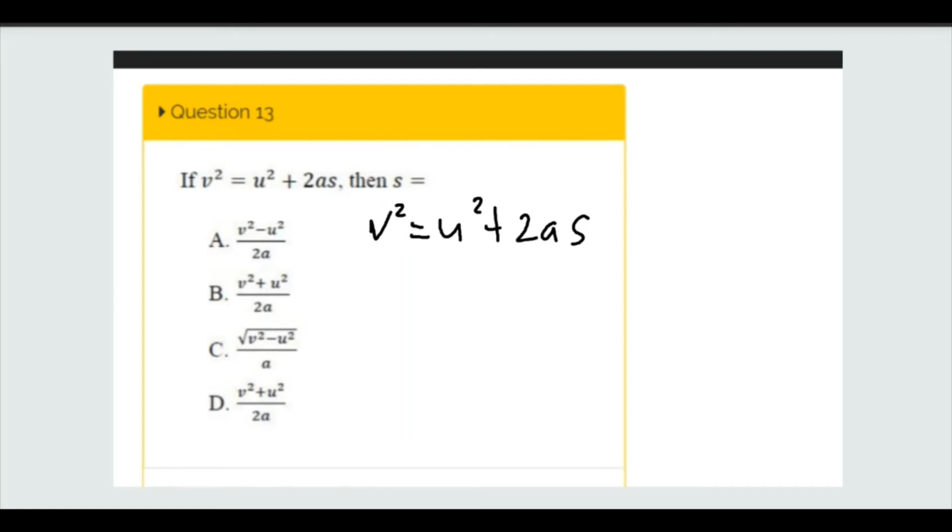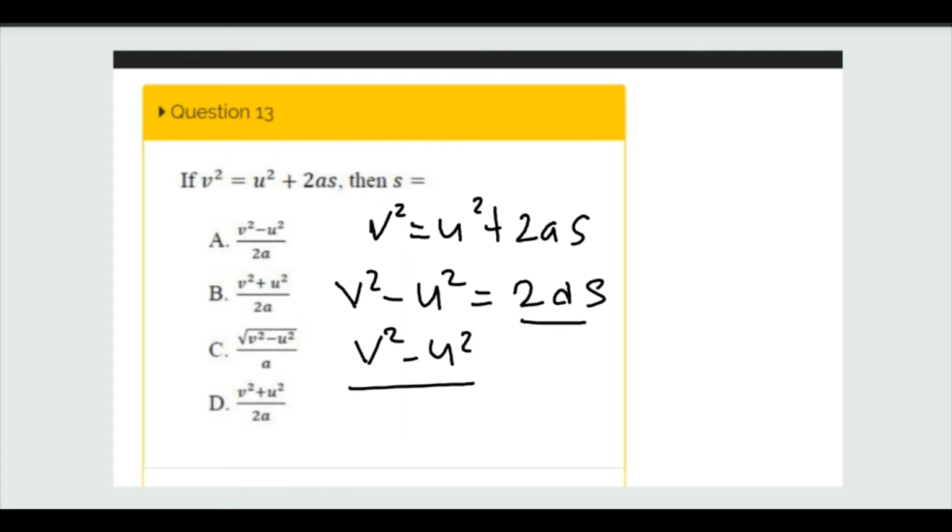So first we take over this U squared. This U squared is adding, so we take it over to be V squared subtract U squared is equal to 2AS. And this 2A is multiplying, so we take it over to divide V squared minus U squared. All of that divided by 2A is equal to S. Right? And that answer there is A. S is equal to V squared minus U squared, all of that divided by 2A.